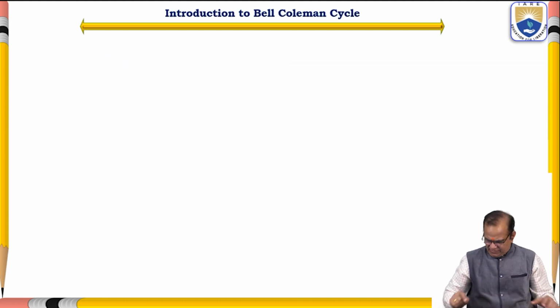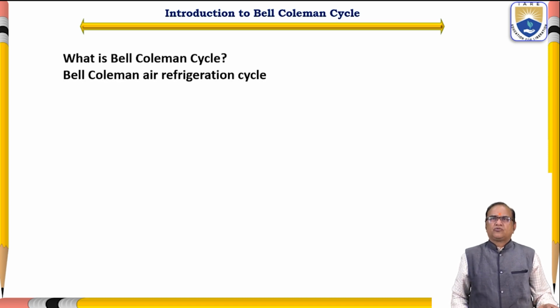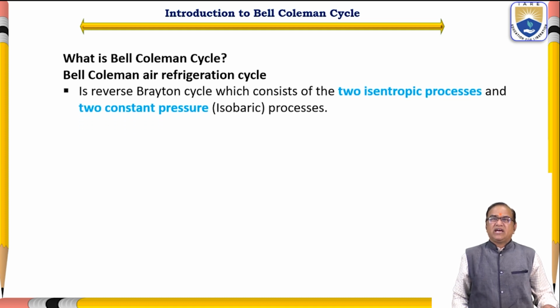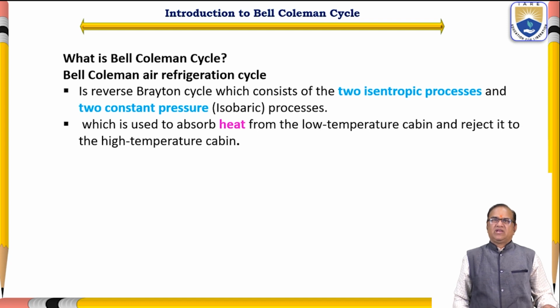Introduction to the Bell Coleman cycle. So what is the Bell Coleman cycle? Bell Coleman is an air refrigeration cycle. It is a reverse Brayton cycle which consists of 2 isentropic processes and 2 constant pressure (isobaric) processes, which is used to absorb heat from the low temperature cabin and reject it to the high temperature cabin.